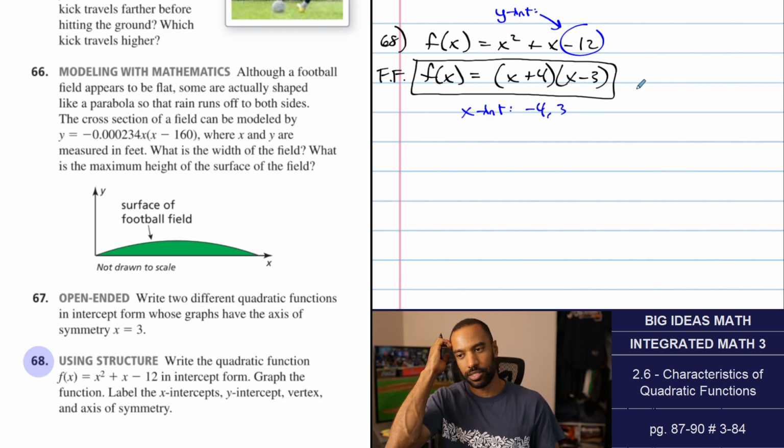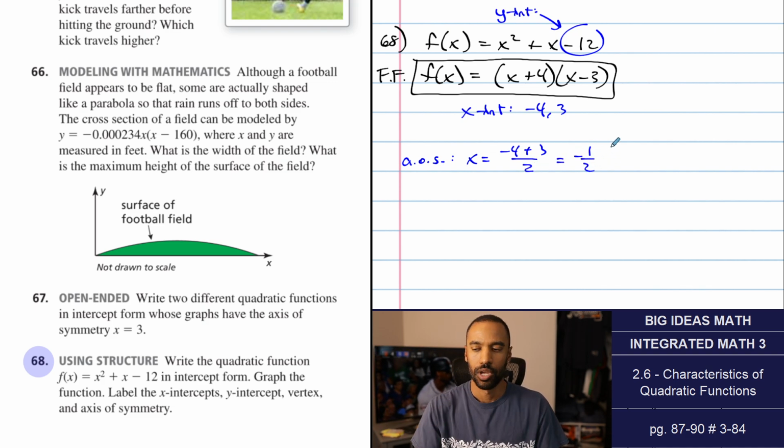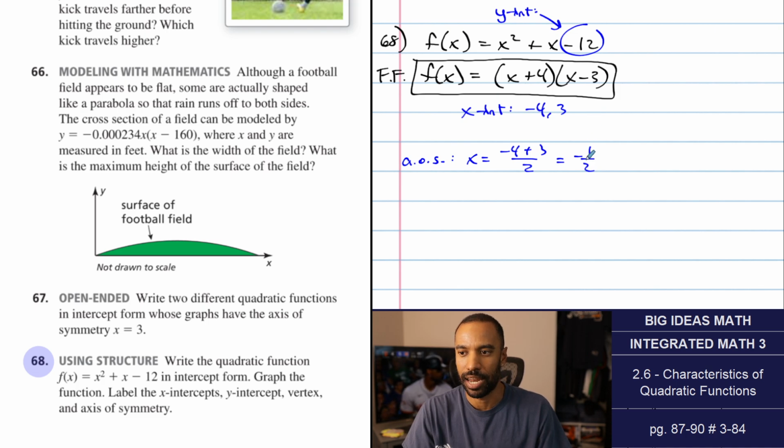We've got to find half the distance in between, and I'll use the calculation for the axis of symmetry. That's negative 4 plus 3 over 2, which is negative 1/2, or negative 0.5. We still have to find the vertex by plugging in negative 1/2 into either factored form or standard form. I'll choose factored form here.